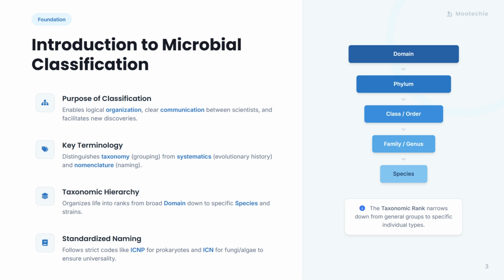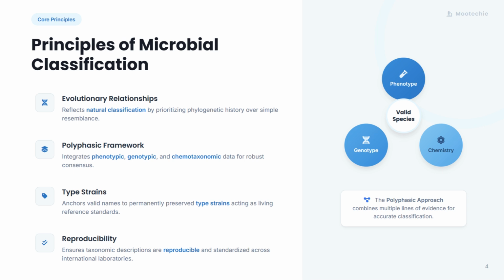The taxonomic rank narrows down from general groups to specific individual types. This funnel-like process helps us precisely pinpoint any organism in the vast tree of life. Now, let's look at the guiding ideas behind this system. Core principles. Principles of microbial classification.